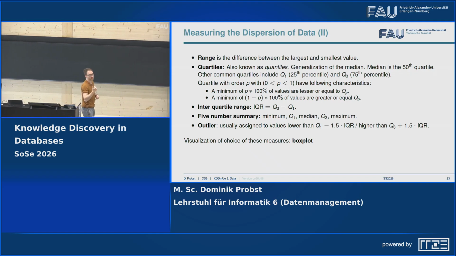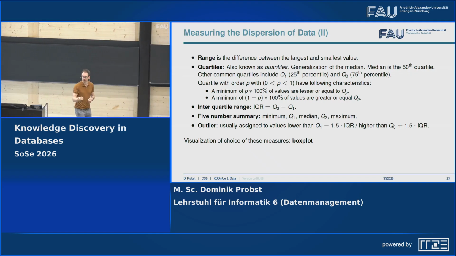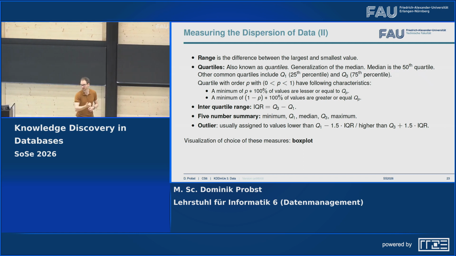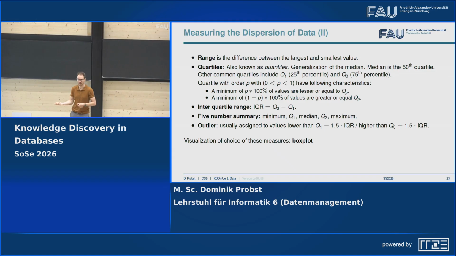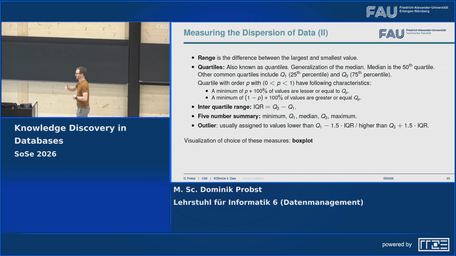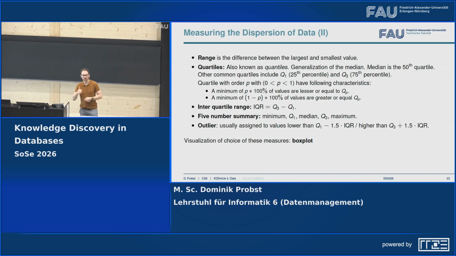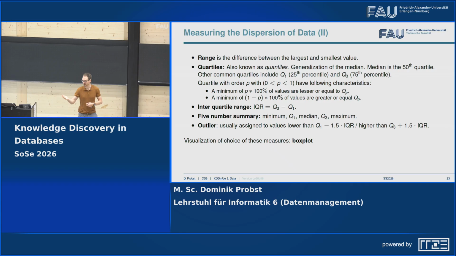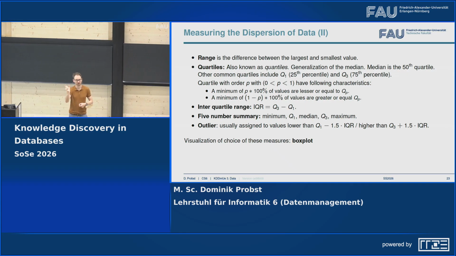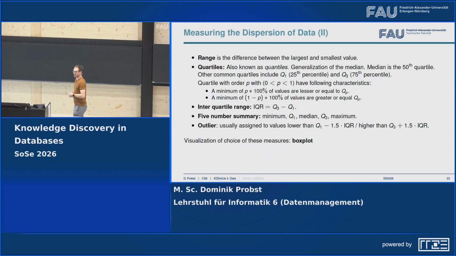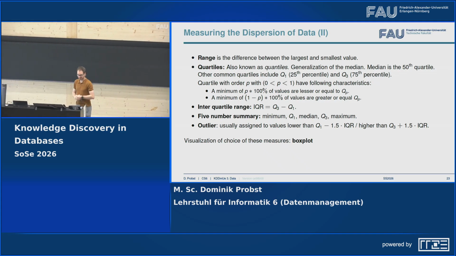One term is range of data. Range of data is pretty simple. It's just the difference between the lowest, the smallest value, and the highest value. So if in a data set we have four values, 1, 5, 6, and 7, then the range would be 6, because we have the difference between 1 and 7. It's a pretty simple value.